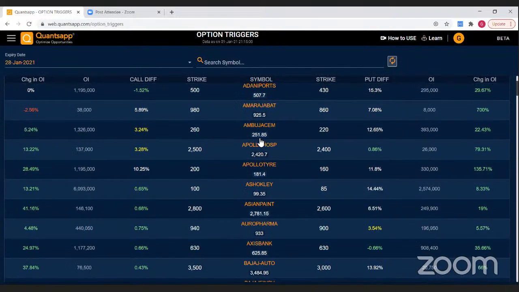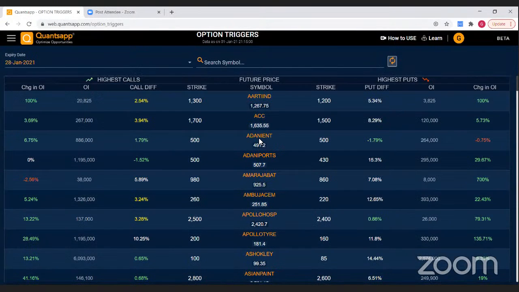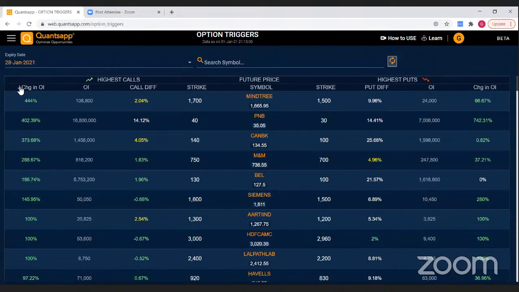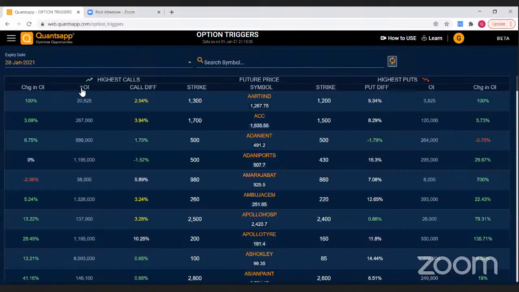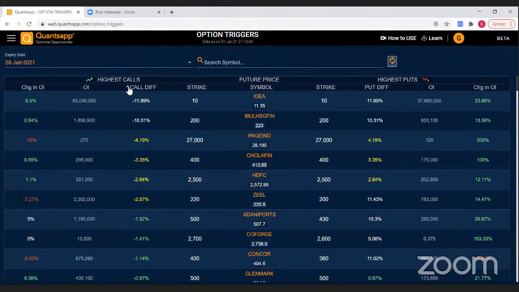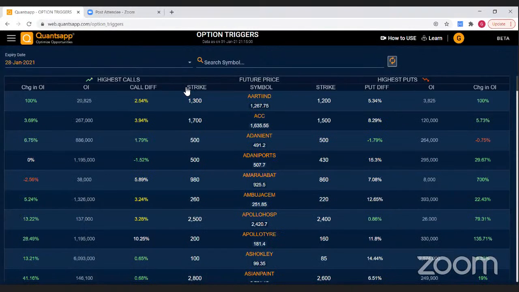Now there are altogether 140 FNO stocks, so finding them is a bit on the tough side. So you can also sort it here. You can sort it by where the OI has changed, like highest OI change, or in which stock the highest OI is, or by the call difference or the put difference, or by the strikes. So you can sort the data as you want. We're going to keep it aside, where you can also sort by symbols.